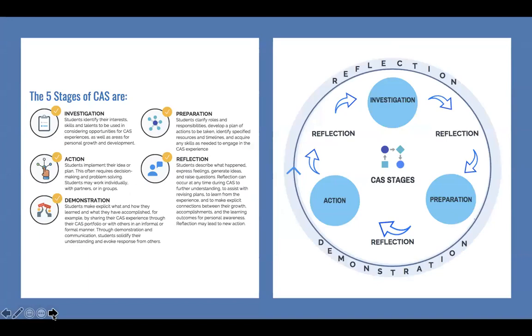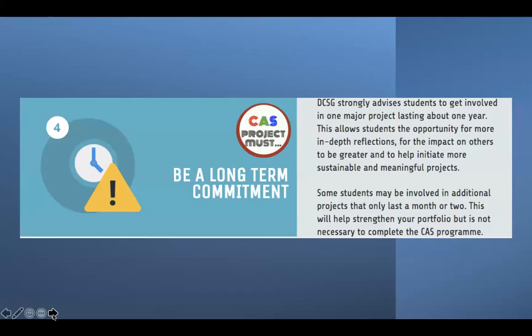So our 5 stages: investigation, so how you're going to do it, what you're going to do, those sorts of things; preparing, getting your resources, your timeline, all of that sort of thing together; the action, actually doing the project, doing the things; demonstration, showing how you did it; and at all points, the reflections. The reflections at all points are really important for your project. That is why it's written on the cycle 4 times, okay? So without the reflections, your project is not going to be very effective.